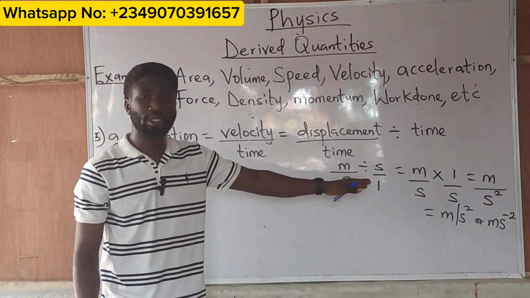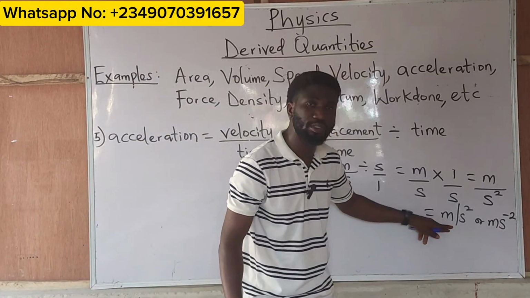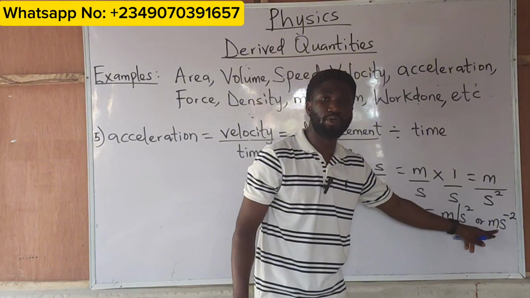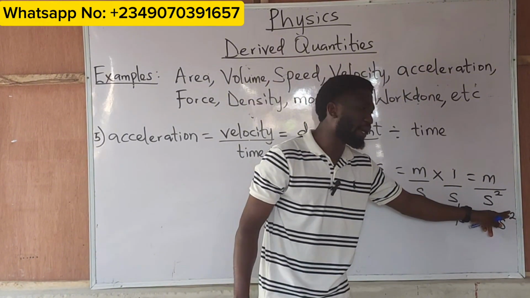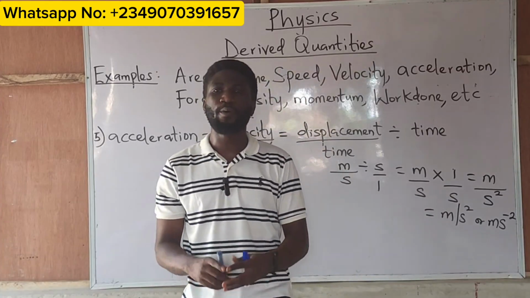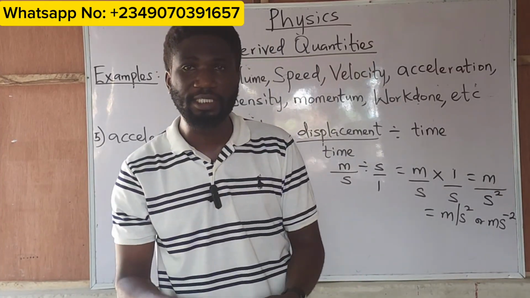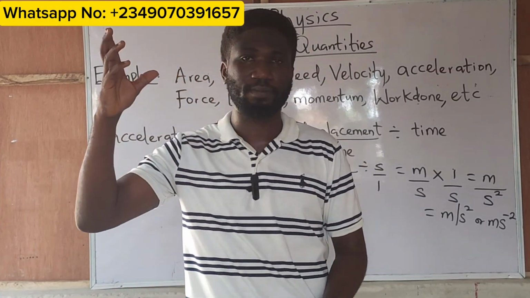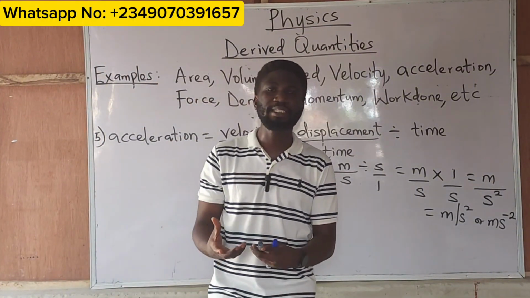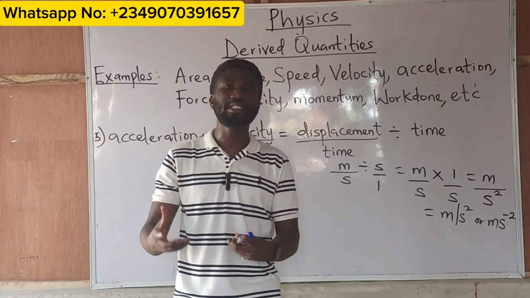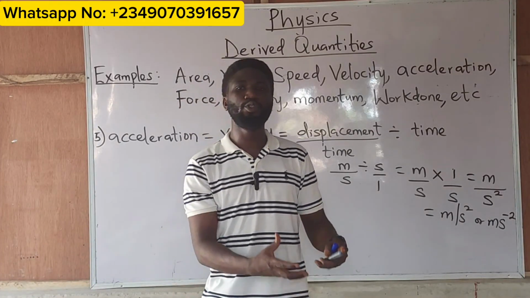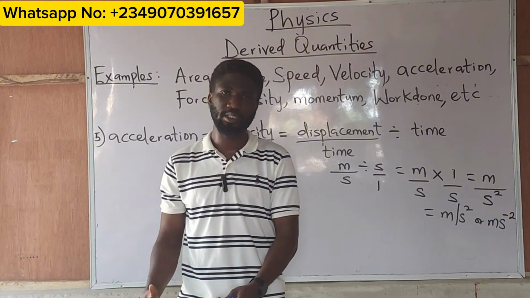Meter per second squared. You can also write this unit this way. Whenever you have this, just know that it indicates meter per second squared. So if you are asked what is the unit of acceleration, it is good for you to know that the unit of acceleration is meter per second squared. But in case you've forgotten the unit and you know the formula, with the formula you will know the unit.